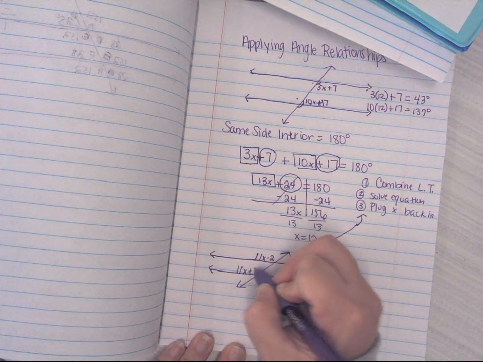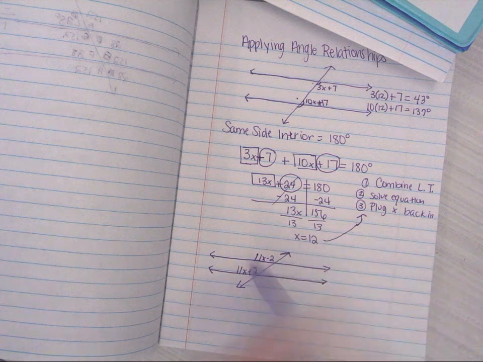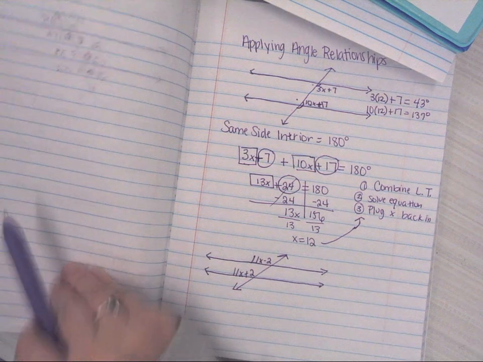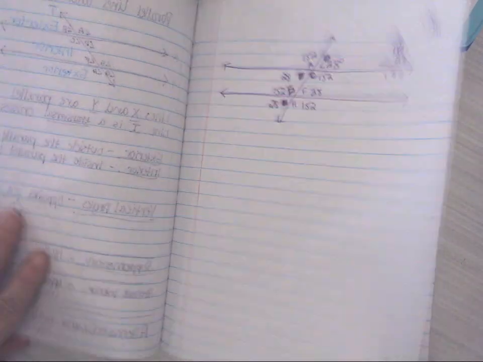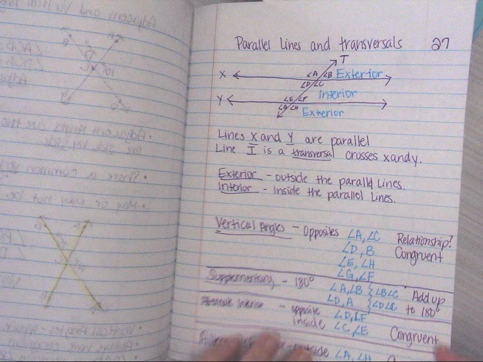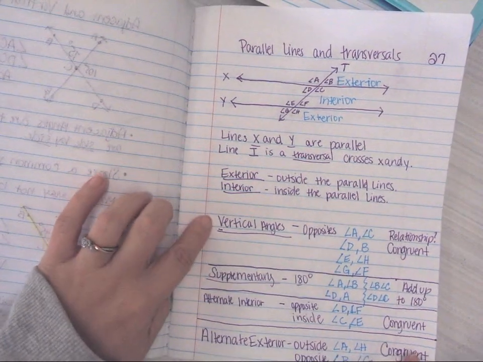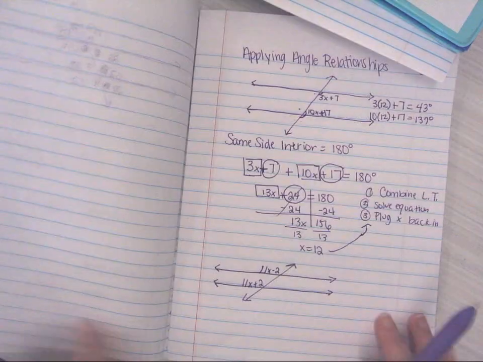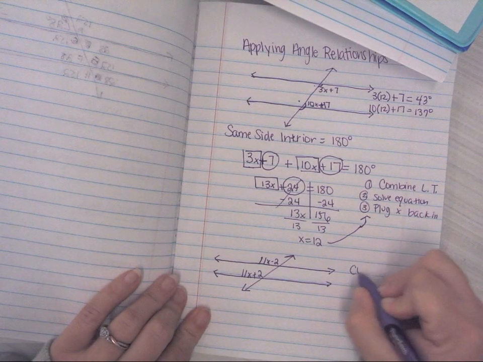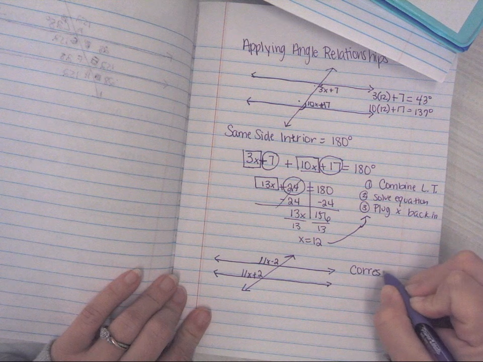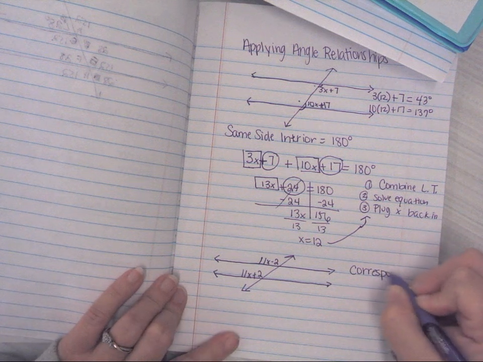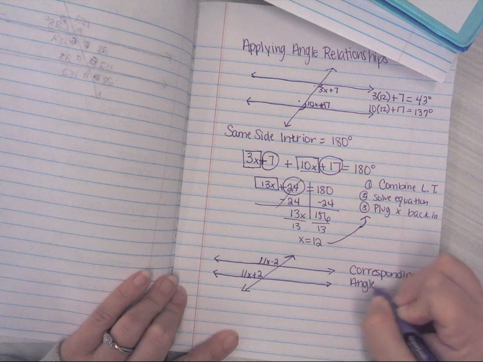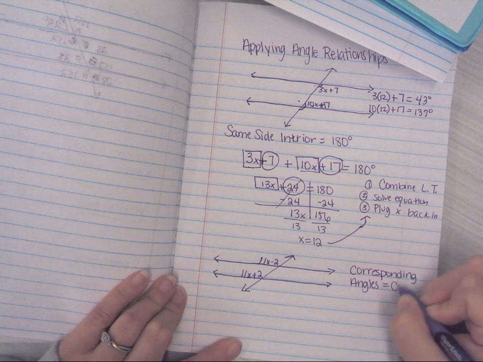So we learned about these angles the other day that were the same, right? We said that vertical angles, alternate interior and alternate exterior are congruent. We also have what's called corresponding. They just mean they're in the same spot. These are corresponding angles. And they are congruent.